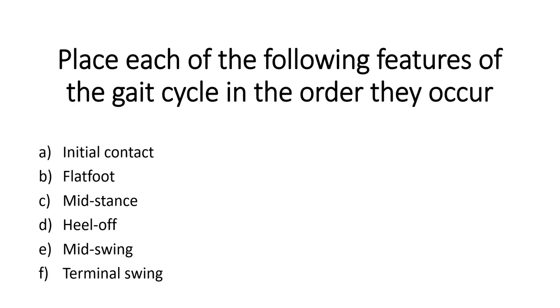Heel off is directly after, well, more or less directly after we're back in double limb support, so the contralateral limb has come back into contact with the ground and has started a new gait cycle. The limb that we're currently looking at is now behind the body, so the hip is in extension and the heel is lifted off the ground. We then go into the swing phase, and obviously mid-swing precedes terminal swing. Mid-swing is the middle of the swing phase, terminal swing is the end of the swing phase.